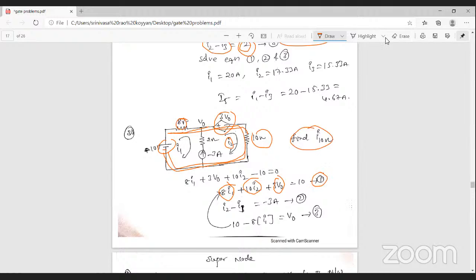Okay, next one, from this network, 3 amperes current is given, minus 3 amperes current is given. So minus 3 amperes current is equal to this I2 current minus I1 current.